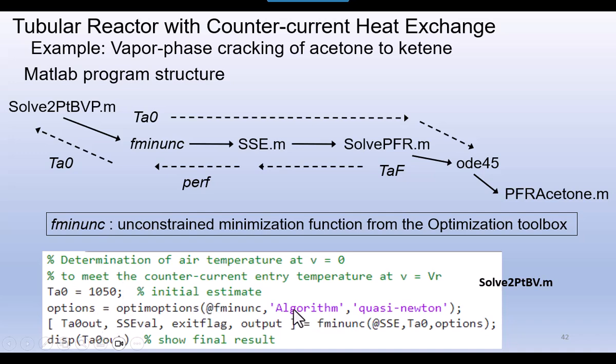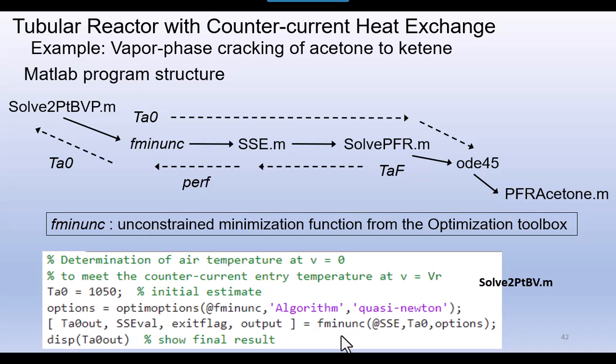So this initial script is actually quite simple, and what it says here is that we set some options for optimization, and we say that we're going to be using this particular routine, and then we come in and we solve the problem using fminunc, and we'll see how this works a little more later on, and when we're done, we display our result.